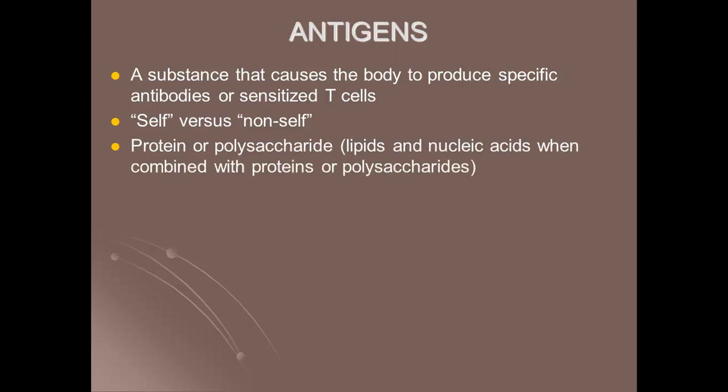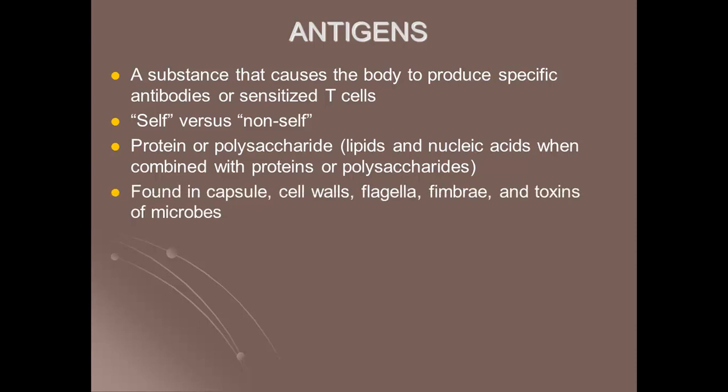Antigens are protein or polysaccharide, so they can be lipids and nucleic acids when combined with proteins or polysaccharides. They're found in the capsule, cell walls, flagella, fimbriae, and toxins of microbes. They can be pollen, egg whites, blood cell surface, and tissue surface.